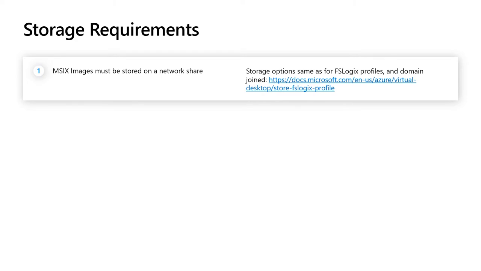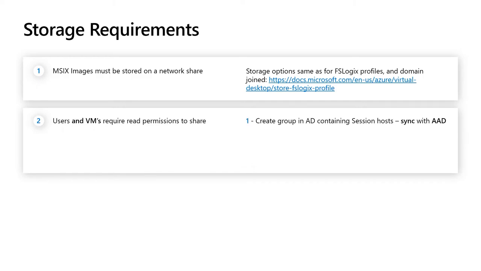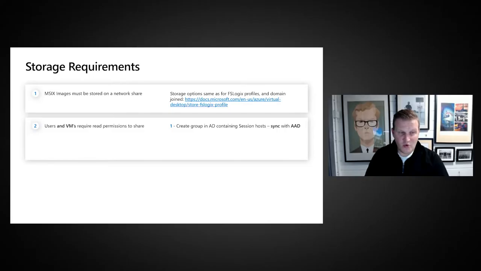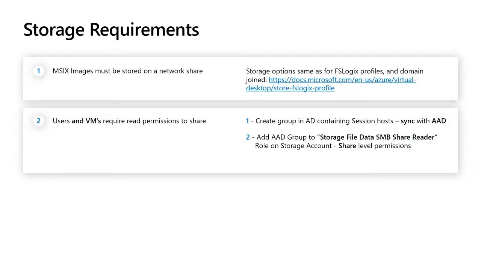And all of these storage options need to be domain joined to the domain that your session hosts are also joined to. Now, the VMs require read access to that share. So the way to do that is to create a group inside of Active Directory, your local Active Directory, and then sync that with Azure AD. Once that group is synced with Azure AD, then you need to provide that group the Storage File Data SMB Share Reader role on that storage account. That is effectively the same thing as share level permissions, using some perhaps older terminology. And then finally, you also need to add the Active Directory group into the NTFS permissions. So this is effectively the same thing as file level permissions. And in fact, it is exactly the same thing.